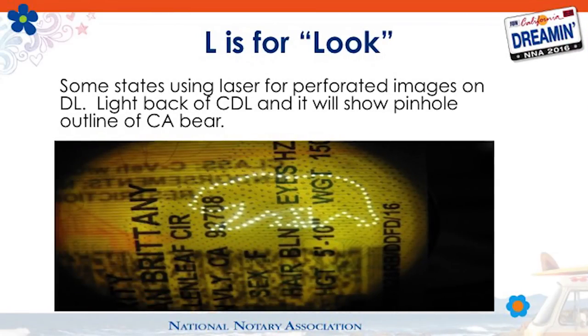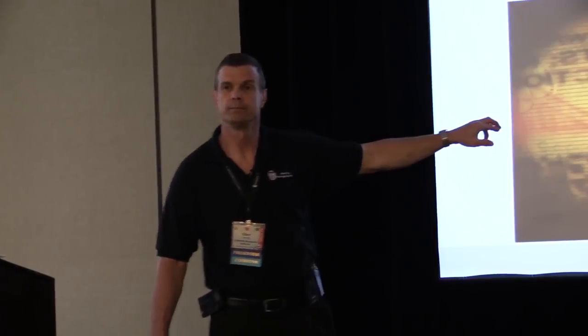Some of the states are going to a perforated look. If you were to take your driver's license, or this new California driver's license, and hold it up to a light, you'll see the California bear through these laser pinholes.